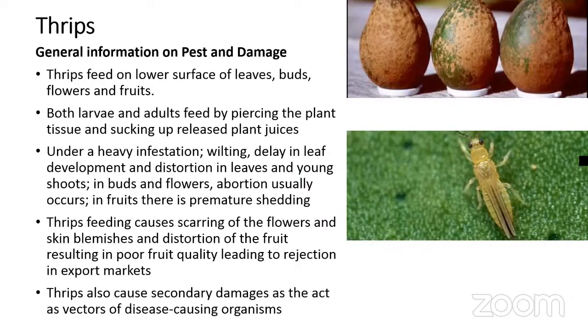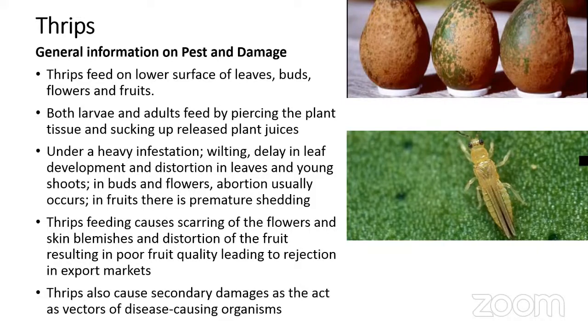General information on the pest and the damage you expect with this kind of pest. The first one, thrips feed on the lower surface of leaves, buds, and flowers and fruits. So in terms of damage, you see it on the lower surfaces of the leaves.